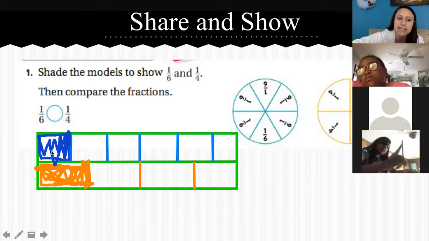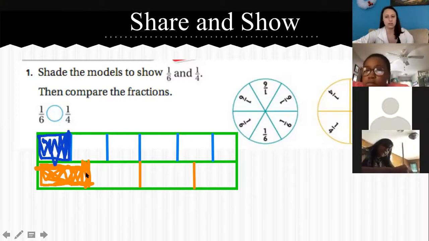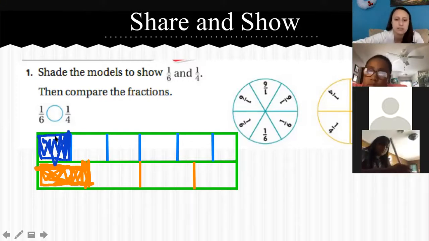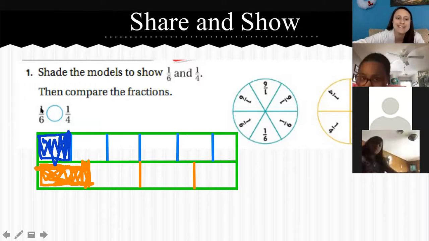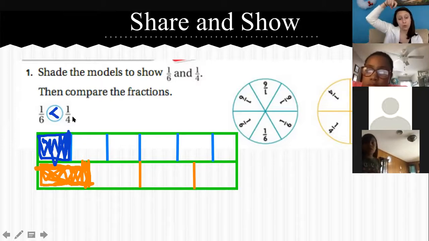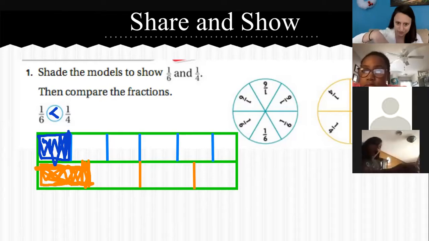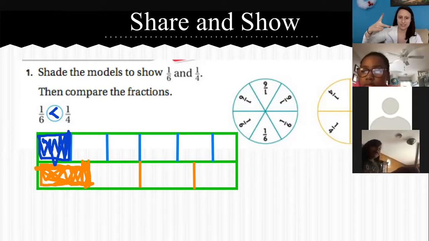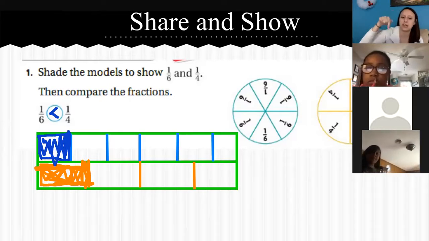Can you see that the 1/4 is bigger than the 1/6? So 1/6 is less than 1/4. So when our numerators are the same, we've got to look at our denominator and look for the smaller number. So it's the opposite of what we're doing if our denominators are the same.